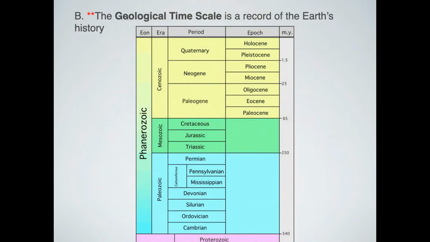Today, we're going to be moving on to the geological time scale. And so, when we say the geological time scale, what we're talking about is the record of Earth's history and the different classifications, the different divisions that it can be broken up into.